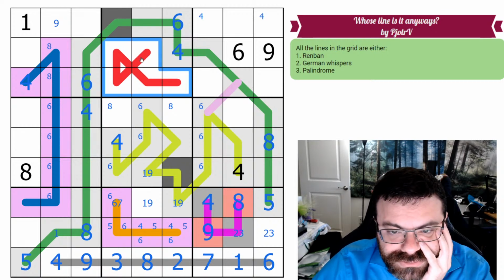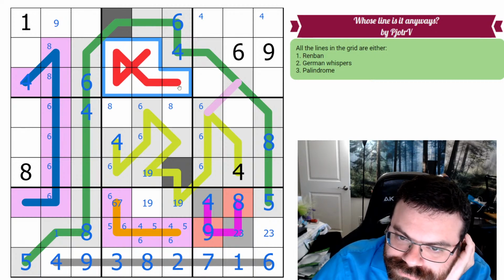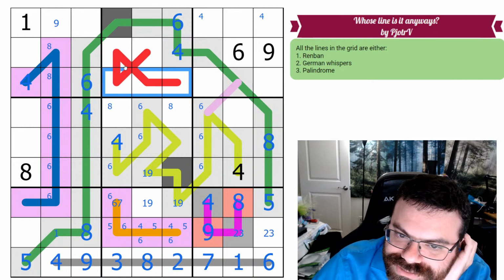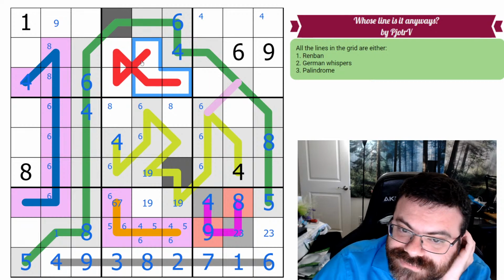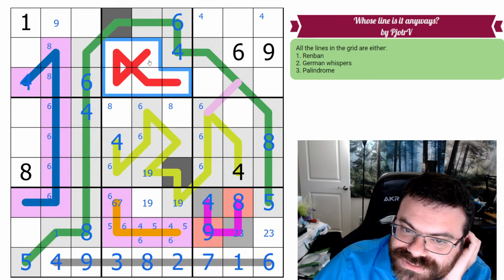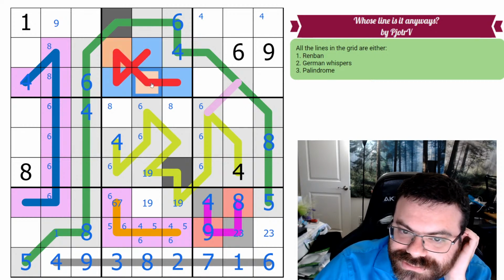Right, this can't be renban anymore. Let's see. Can't be 1, 2, 3, 4, 5. So if we're 5 long, then we must contain a 5, right? For 5 long, we must contain a 5 if we're Renban. And the 5 would have to have a 4 or a 6 on it. So there's no way this is Renban. So this is German Whispers. So let's just color it every other like that.